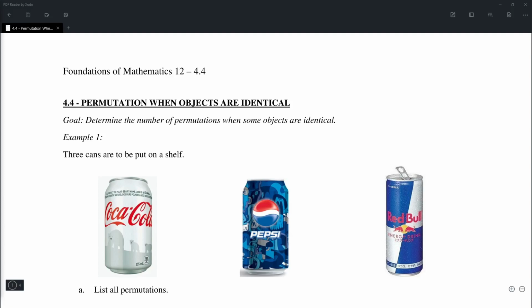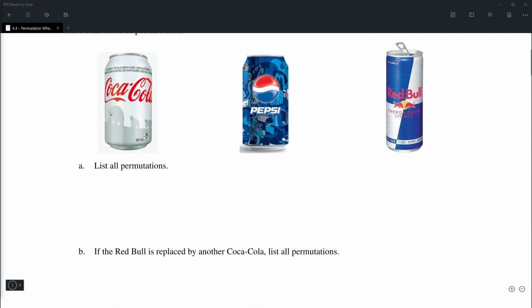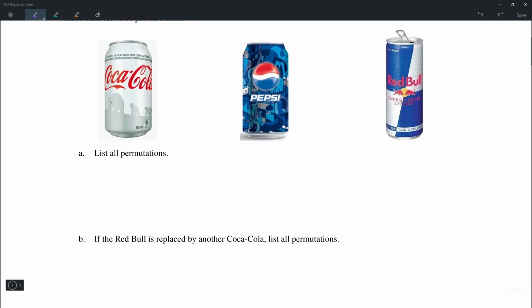Hello everyone. So today we're going to go over section 4.4, permutations when objects are identical. So in example 1, we have 3 cans that are to be put on a shelf, and we'll begin by listing all of the permutations. So we'll label the cans C, P, and R. And from before, we know that there are 3 factorial ways to arrange these 3 cans. So there are 6 arrangements.